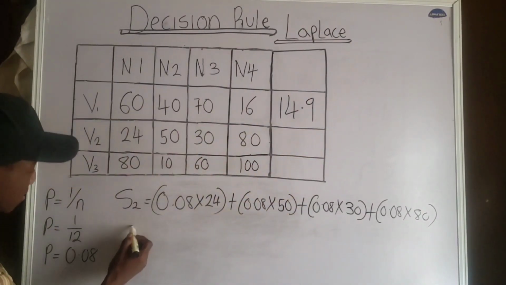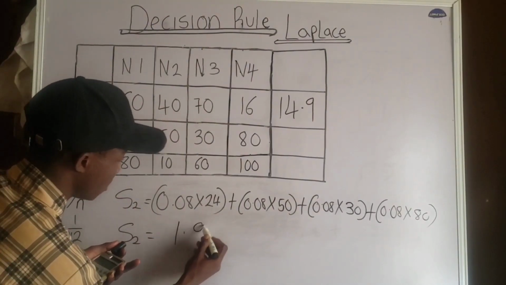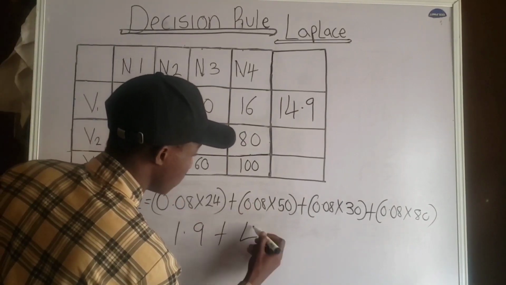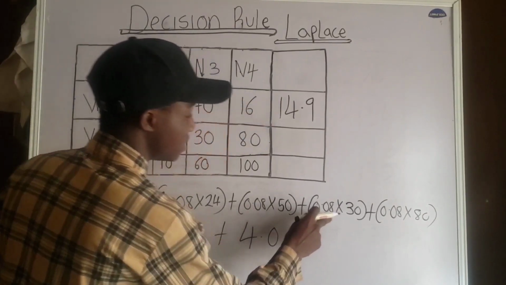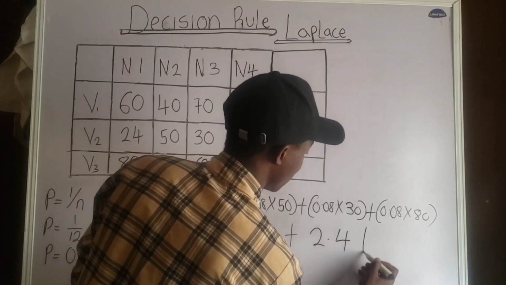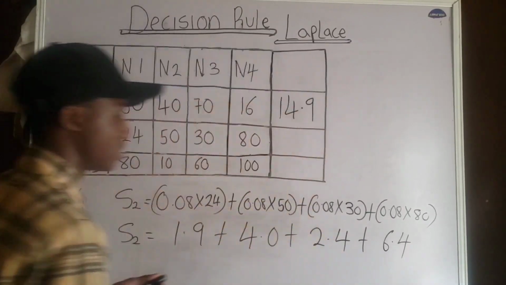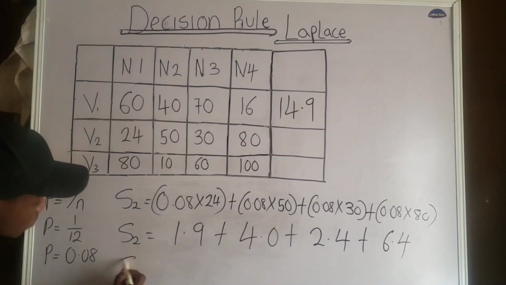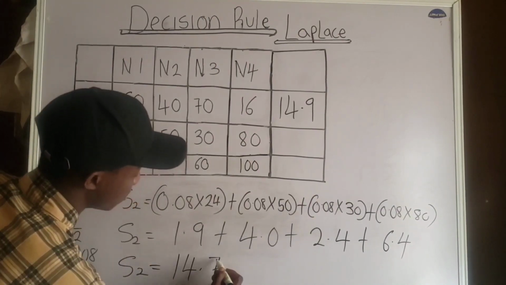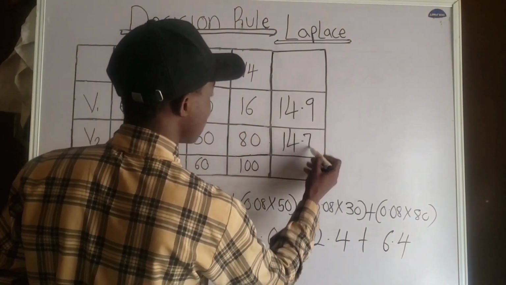So I'm going to have 0.08 multiplied by 24, that is 1.9, plus 0.08 multiplied by 50, that is 4.0, plus this is 2.4, and 0.08 multiplied by 80, that is 6.4. So when I add this together, I got 14.7. So for strategy 2, we're going to have 14.7.